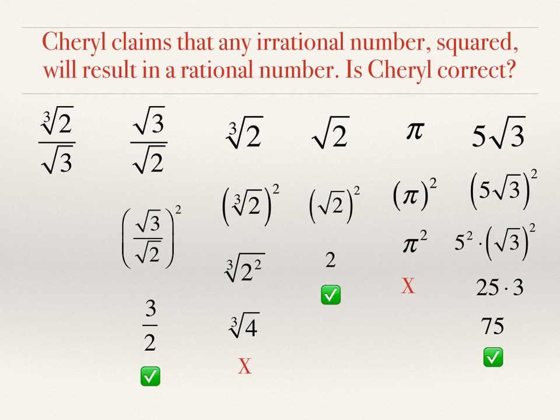Here's another example that disproves Cheryl's claim. In the first example, we can square the numerator and square the denominator. When I square the numerator, I just did that, it's the cube root of 4. When I square the denominator, it's 3. That numerator is definitely an irrational number, so the fraction itself is irrational, and Cheryl's claim is false.